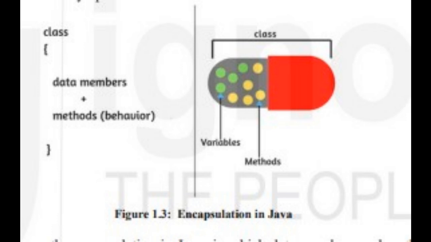Figure 1.3, Encapsulation in Java. Look at the screen. Figure 1.3 shows the encapsulation in Java, in which data members and methods are bound together and can be protected from outside classes. Class abstraction and encapsulation are two sides of the same coin. Many real-life examples illustrate the class abstraction concept.